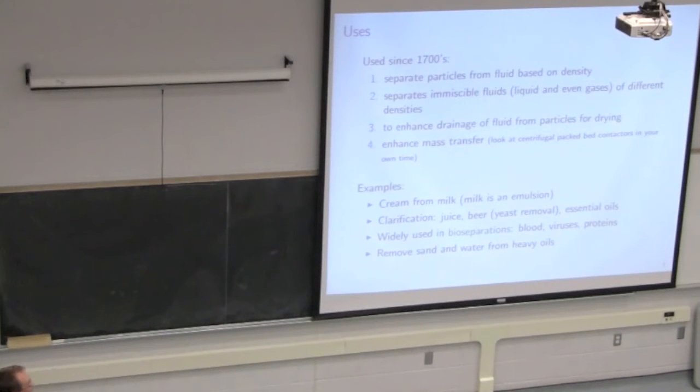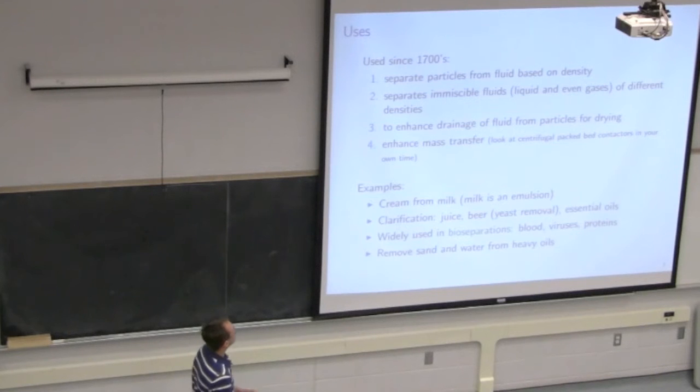Now, we've used centrifuging for many, many years to separate particles from the fluid, and the key principle is based on the density difference. We'll emphasize that again coming up. It's also really interesting that you can use centrifuging to separate two liquids of different density. So it's not solely particles being separated from fluid that we're referring to. Two immiscible liquids can be separated. Even two gases of very different densities can be separated, which is really neat.